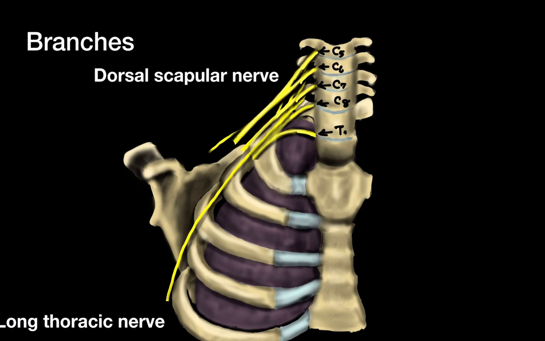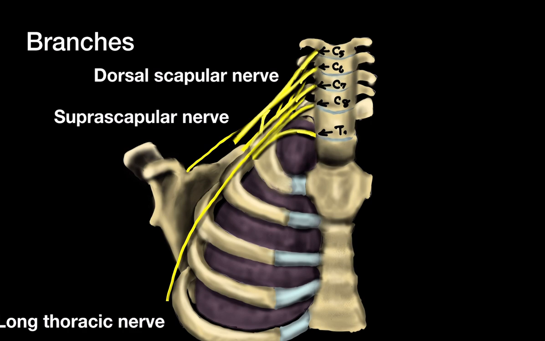You can see the branch from the upper trunk goes to the superior aspect of the scapula and is seen in the suprascapular notch. So it is called the suprascapular nerve. It will go to the posterior aspect of the scapula and will supply the muscles which arise from the posterior surface of the scapula, that is supraspinatus and infraspinatus muscle.